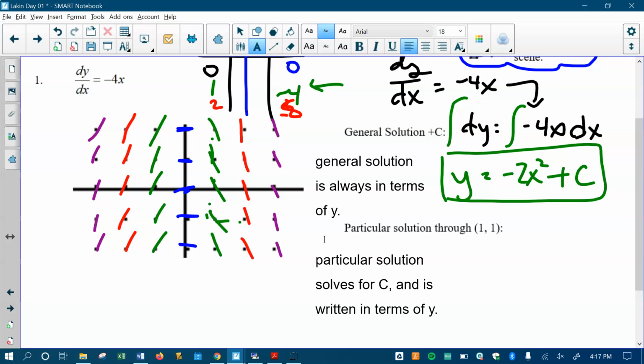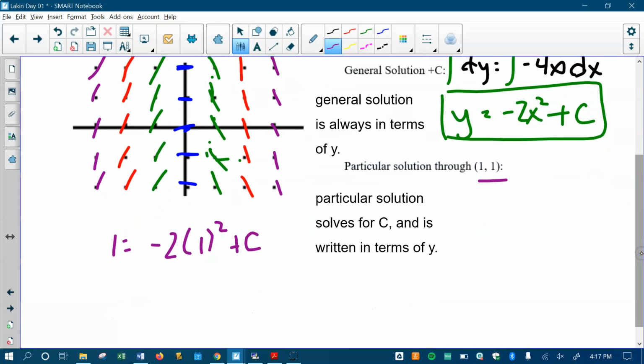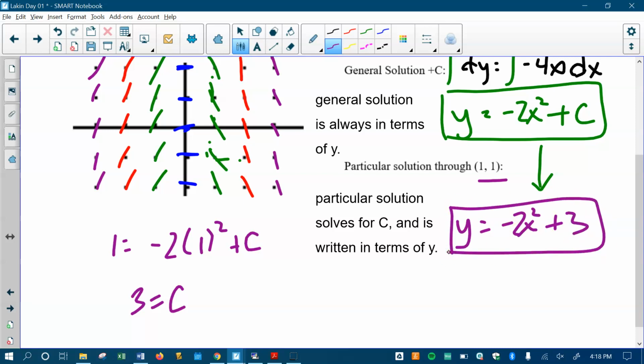Let's go and get the particular solution. What we can do is plug in our point, and our point was (1, 1). That was given right here, so let's plug in 1 for y and 1 for x: 1 equals -2(1 squared) plus c. And if my math is correct, and I think it is because it's just a great math day, c equals 3. So now I'm going to take this green box, and plug in c here. I'm going to make this purple now. y equals -2x squared plus 3. And this is my particular solution for the differential equation.